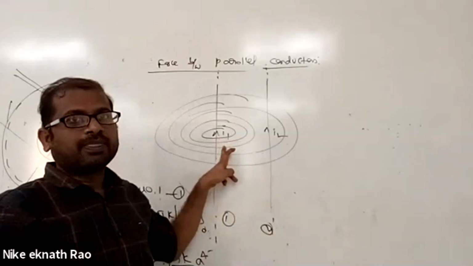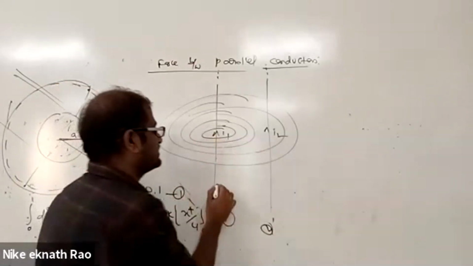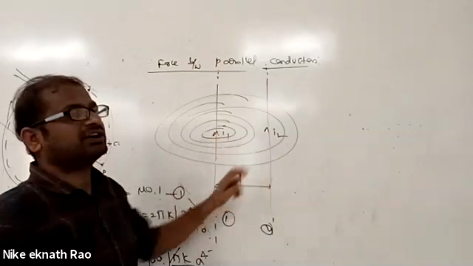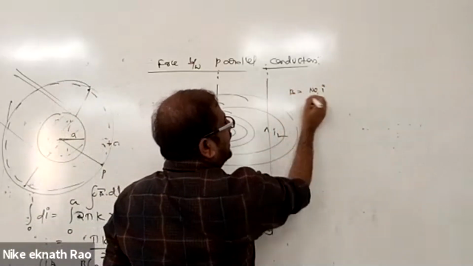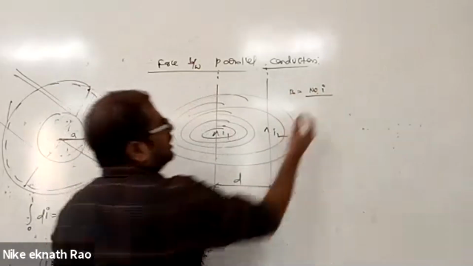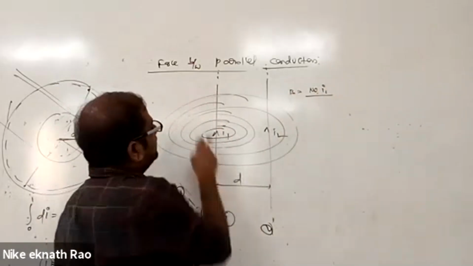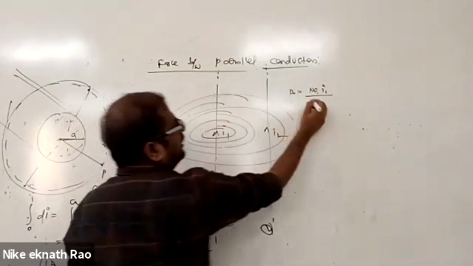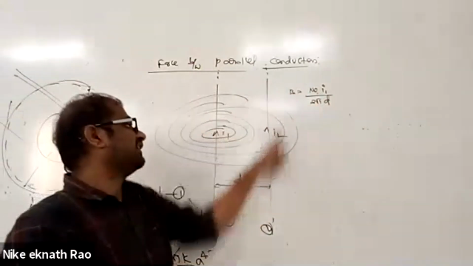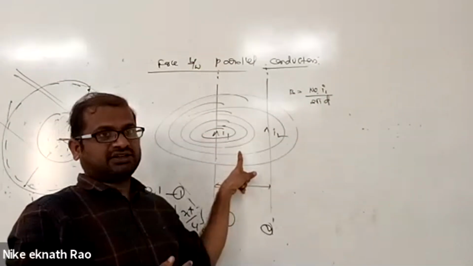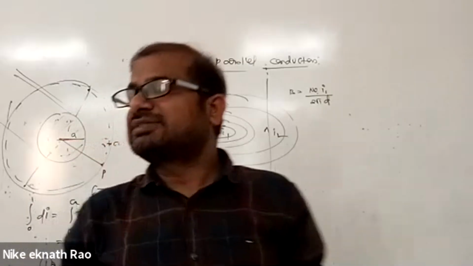Conductor 2 is in the field of conductor 1. What is the field at the distance d from the first conductor? The formula for field due to an infinite conductor: with current I1, it is mu naught I1 by 2 pi R, where R is d. Now this second conductor is in the field of the first conductor. So any current carrying conductor experiences what?